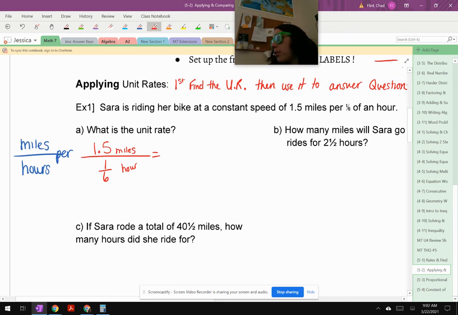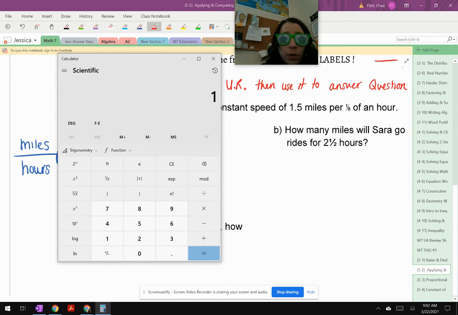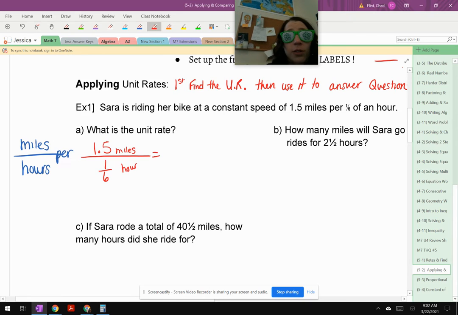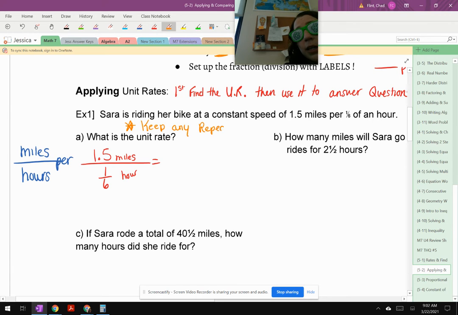So maybe checking my calculator to see if that 1/6 is a nice normalish decimal that we can work with. If so, that'd be fabulous, but it's not. It's repeating, and no bueno with the repeating decimals. We're just going to make a little note here to keep any repeating decimals as fractions, because that is going to affect your answer.